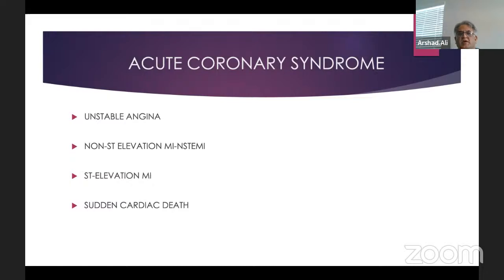I'm going to switch gears and talk about a different topic. It's called acute coronary syndrome. Acute coronary syndrome has four components: unstable angina, non-ST elevation MI, called non-STEMI, ST elevation MI or STEMI, and sudden cardiac death is also part of the spectrum, because for a significant minority of people, their first clinical presentation of a myocardial infarction or acute ischemic event is ventricular fibrillation or sudden cardiac death.